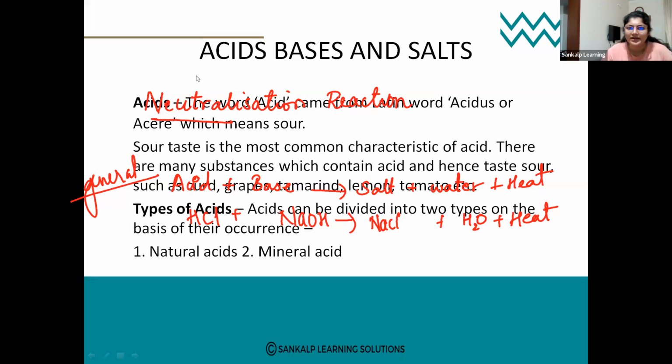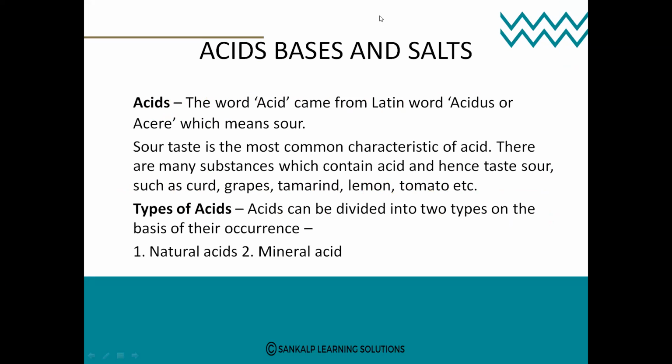So we have studied what acids are. The word acid came from a Latin word, acidus or acer, which means sour. So sour is the common characteristic of an acid. There are many substances which contain acid and hence they taste sour, like curd, grapes, tamarind, lemon, tomato. These are some of the substances which are sour in taste.